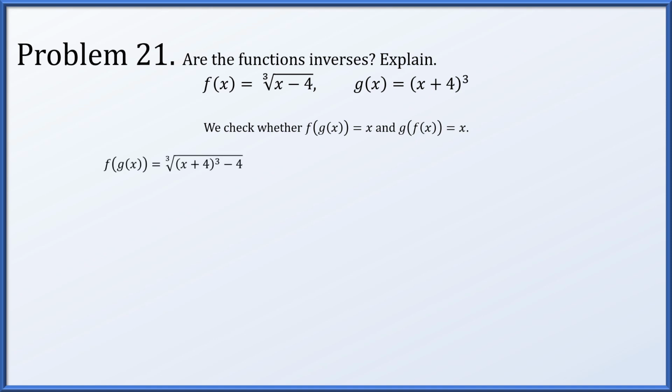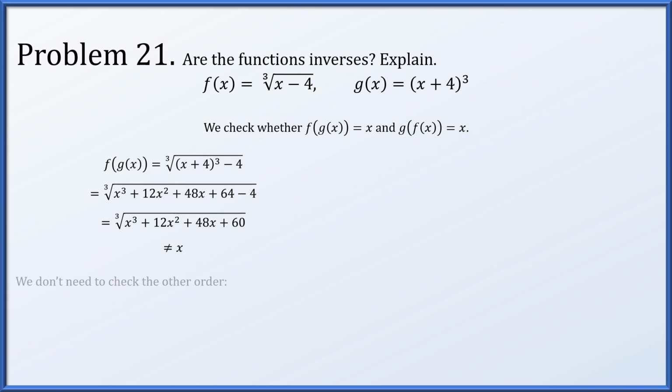So first we're going to check f of g of x, the cube root of x plus 4 cubed minus 4. All we have done in f of x is replace the x with the expression g of x, which was x plus 4 cubed. Now x plus 4 cubed is x cubed plus 12x squared plus 48x plus 64. When we subtract the 4, we still have a lot going on here. This is not just going to simplify down to x.